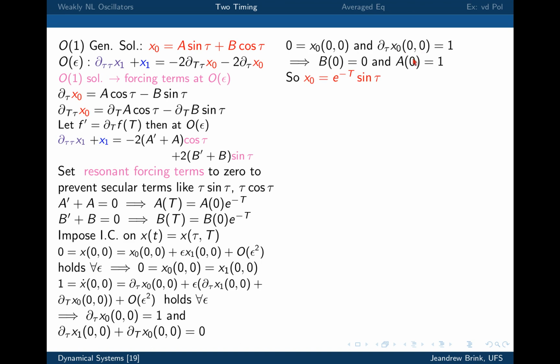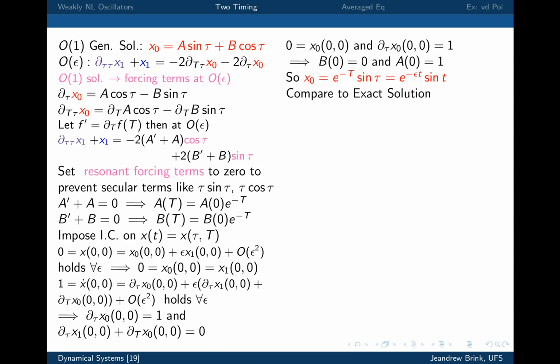So we now have that our x0 base solution is e to the minus T, the slow time, times sine of tau. And if I just replace what the slow time is, I get this. So you can see our base solution is much better than the one we guessed at the previous time.